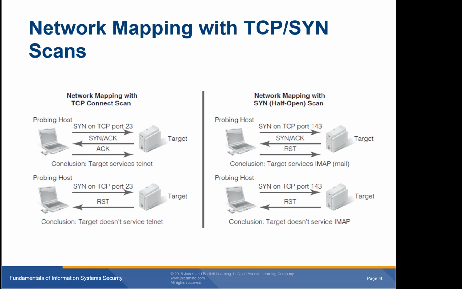This figure shows how an attacker can discover the services available on a target host using TCP SYN scans. The attacker sends packets to common ports and can determine from the response whether the host accepts these services.